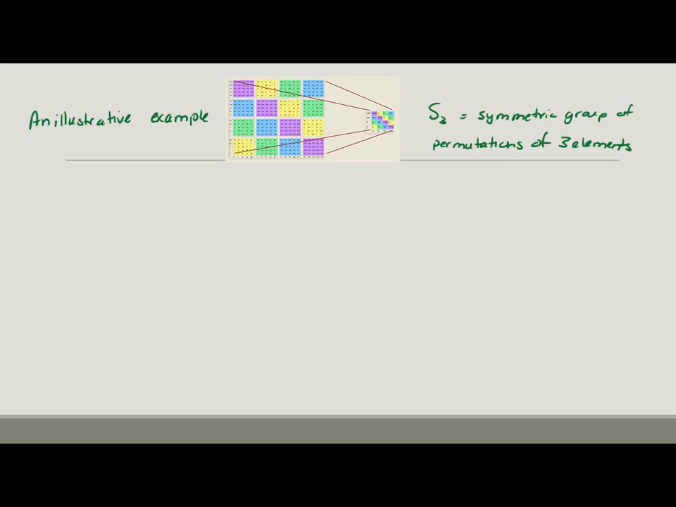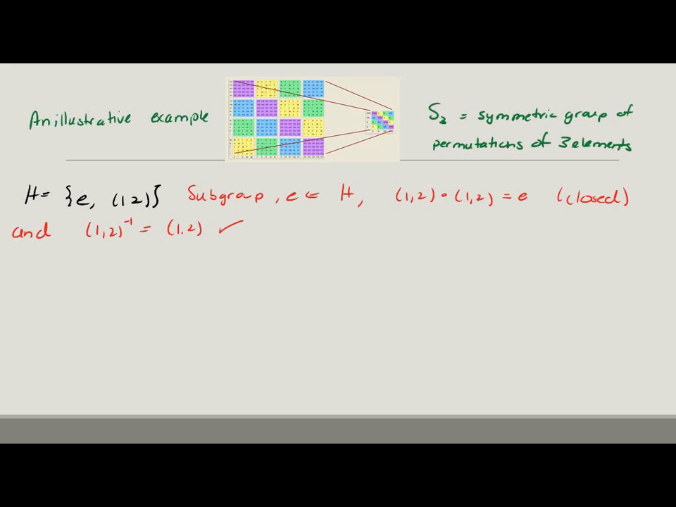So let's start with an illustrative example. S3 is a symmetric group of permutations with 3 elements. It's the same thing as D3 if you want to think about it geometrically. So here's an H. We can take H equals (2, 1, 3). 1, 2, 3 goes to 2, 1, 3. Or you can write it in terms of a transposition. 1 goes to 2, 2 goes to 1, and 3 goes to 3.